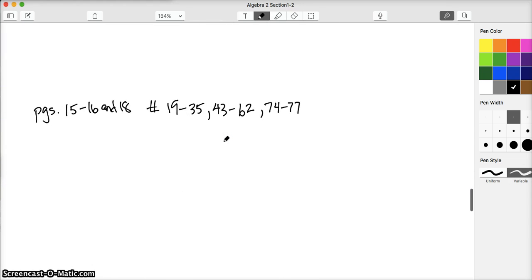Your assignment will be found on pages 15 and 16 and 18. I'm going to ask you to do 19 through 35. Looks like a lot, but you're just kind of describing what's going on. You're not actually doing any work in those. 43 to 62, you're doing a little bit more work. And 74 to 77 is a bit of thinking. You're thinking a little bit deeply about some mathematics. And I think it'll make good sense to you.